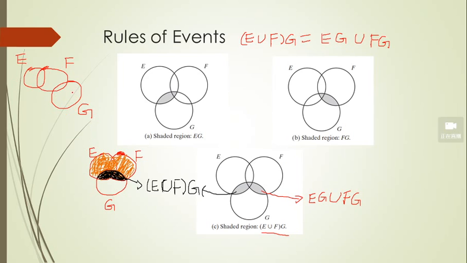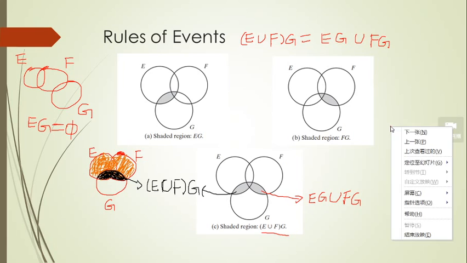If you have E, F, G like this, what is E intersect G? Of course, there is no intersection of E and G, so the event E and G will be the null event. You can have three separate circles. We just give a more complicated case to show the distributive laws.